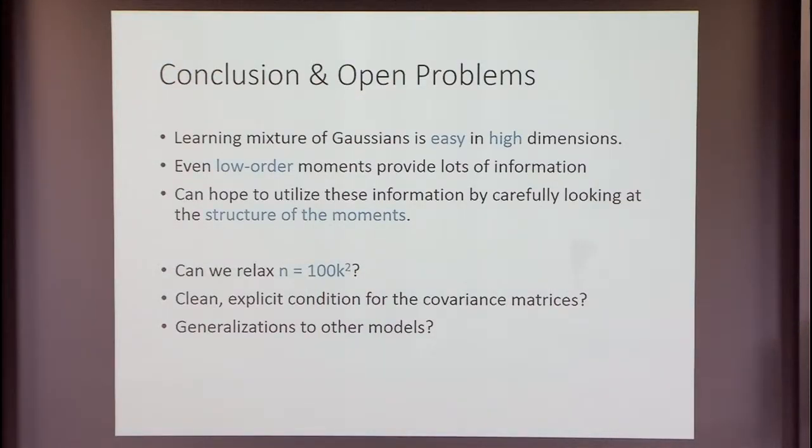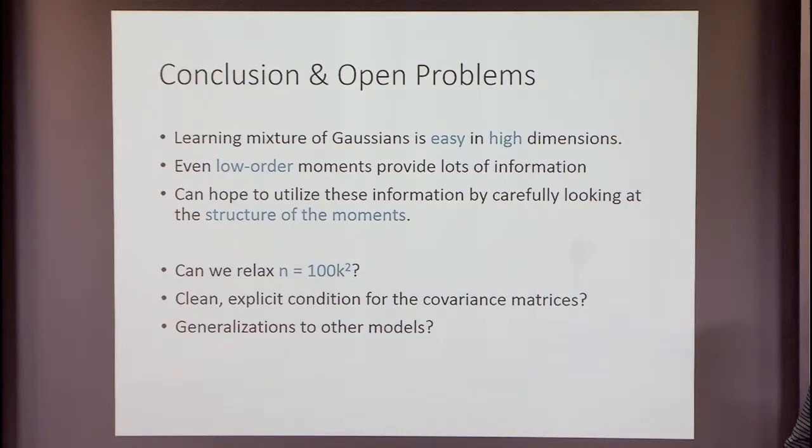So in conclusion, we show that learning mixture of Gaussians is easy in high dimensions when the number of dimensions is much larger than k squared. Even lower order moments, up to 6, can provide lots of information, and we can actually hope to utilize this information by carefully looking at the structure of the moment matrix, moment tensors.